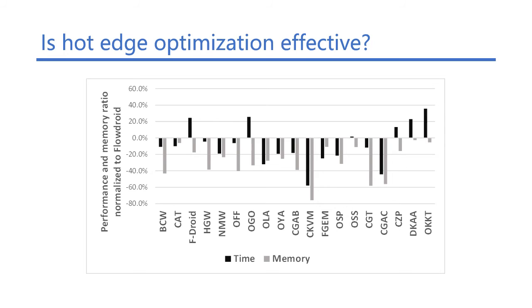We compared DiskDroid with hot edge selector optimization and FlowDroid in terms of time and memory. The horizontal axis represents the benchmarks, and the vertical axis represents performance and memory ratio normalized to FlowDroid. The black column represents time, and the gray column represents memory.